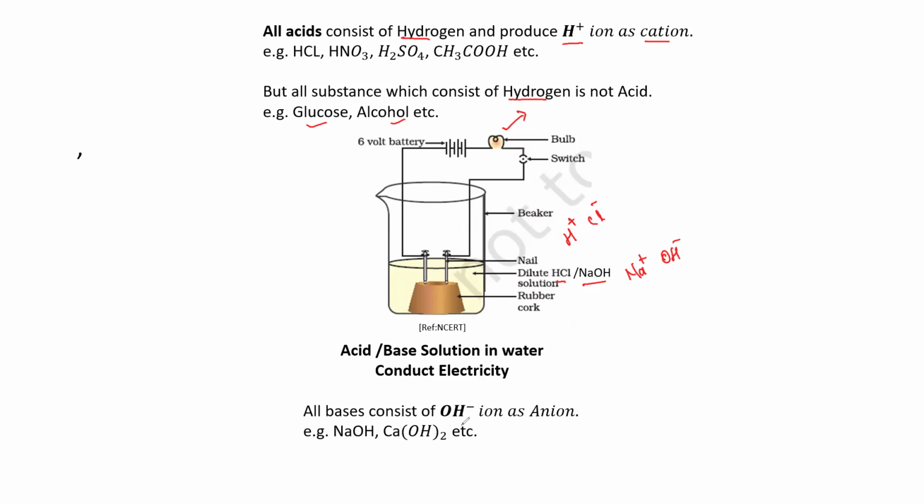Similarly, all bases consist of OH ion. The OH ion is negative here, so that is the anion. But similarly, all substances which have OH will not be bases in nature. Examples of bases are NaOH and Ca(OH)2. So these are the chemical properties we have seen so far.